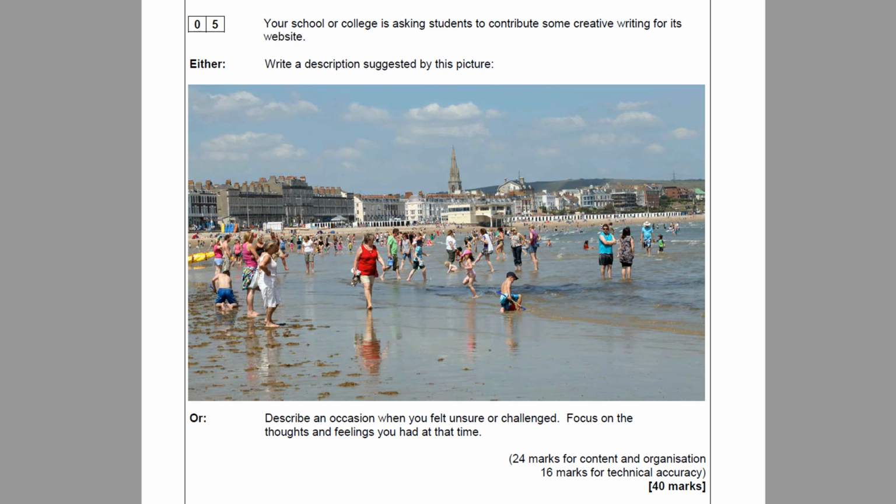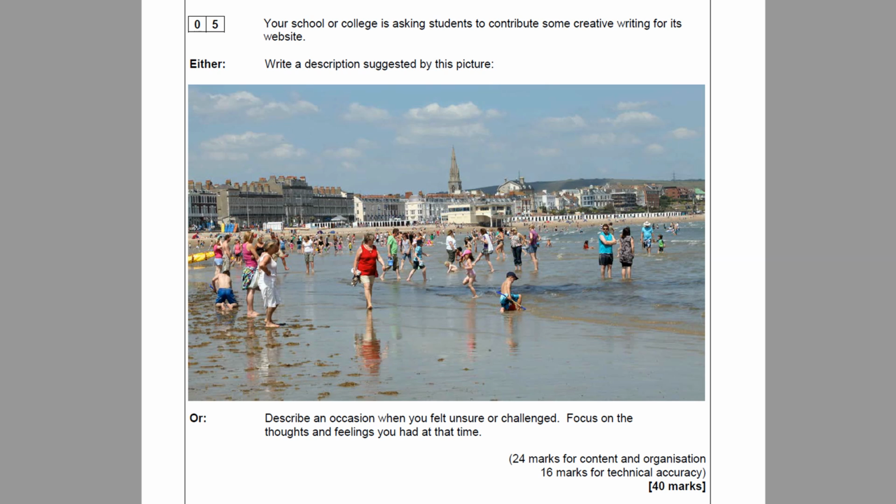It can spark off something else. It could just be about the beach or the town in the background or the people that inhabit it, but it's just there to spark your imagination. Or describe an occasion when you have felt unsure or challenged.